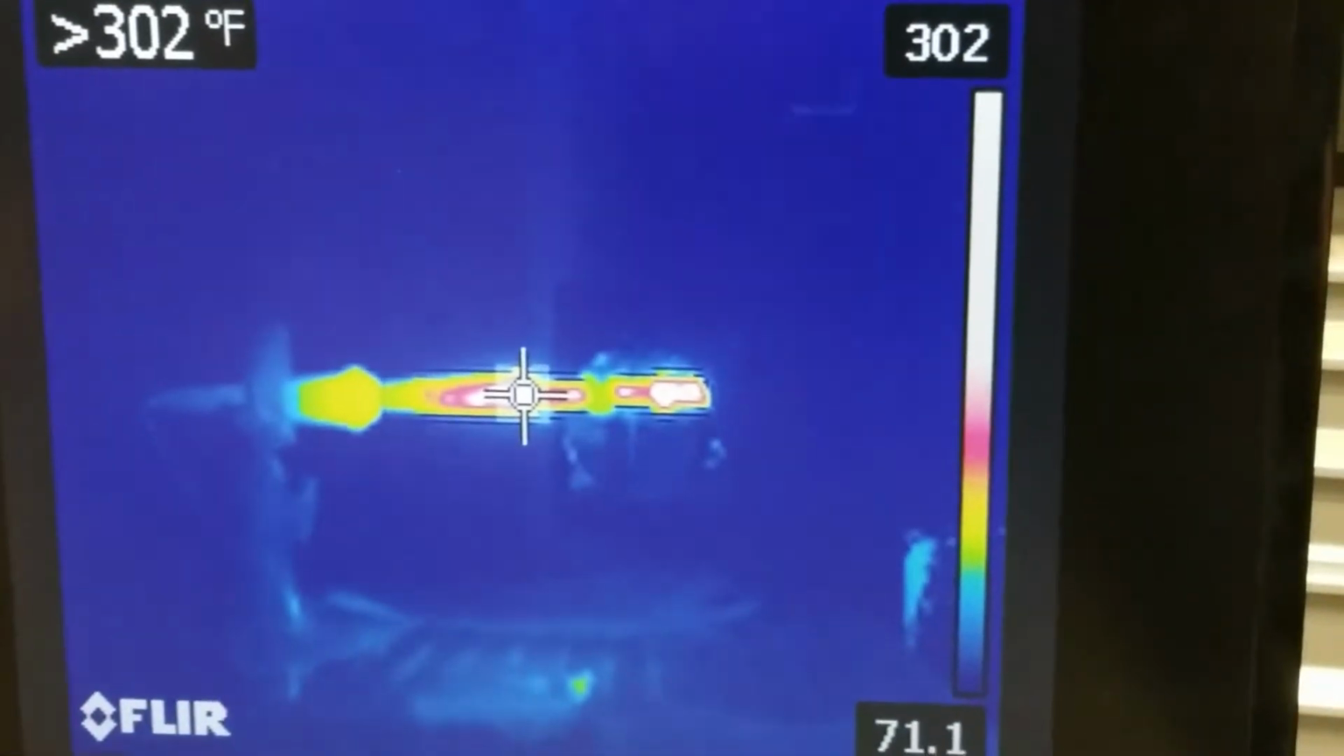Measuring the temperature using the infrared camera, we can tell that the soldering iron and the reflection of the soldering iron have the exact same temperature.